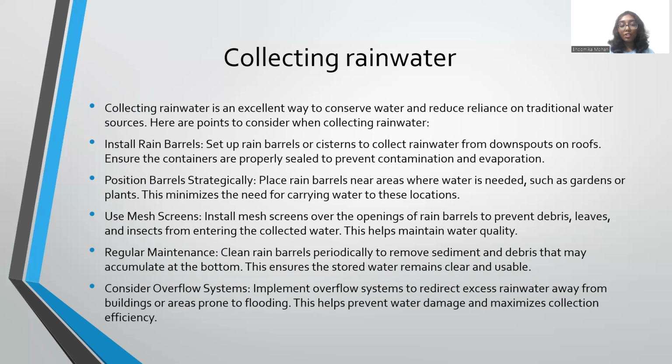Next is to use screens. Install mesh screens over the openings of rain barrels to prevent debris, leaves, and insects from entering the collected water. This helps maintain water quality. Regular maintenance. Clean rain barrels periodically to remove sediment and debris that may accumulate at the bottom. This ensures the stored water remains clear and usable.